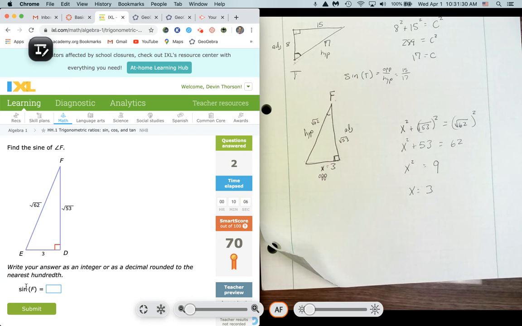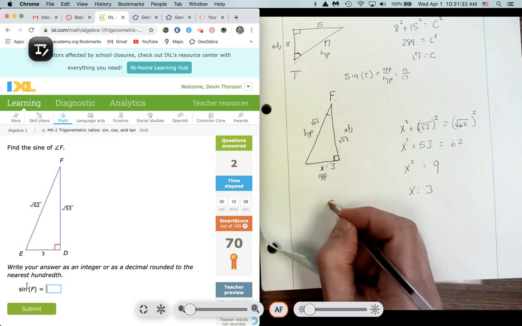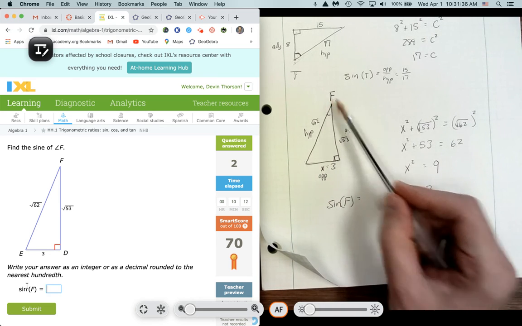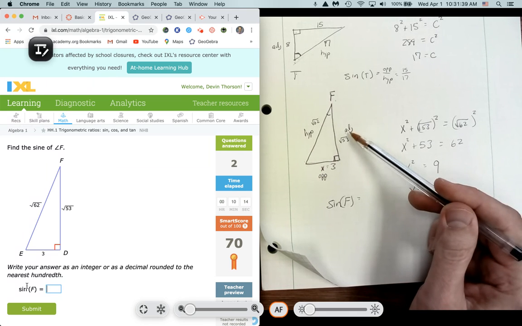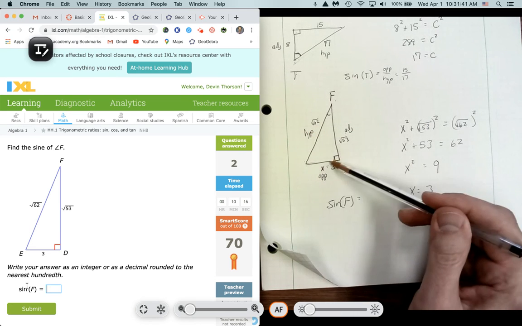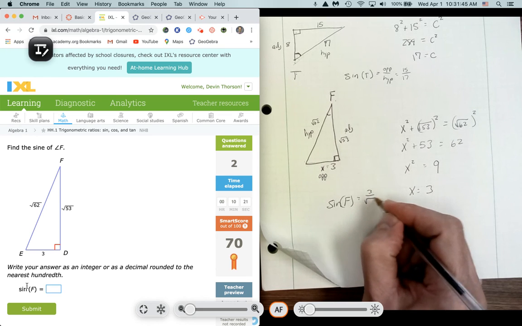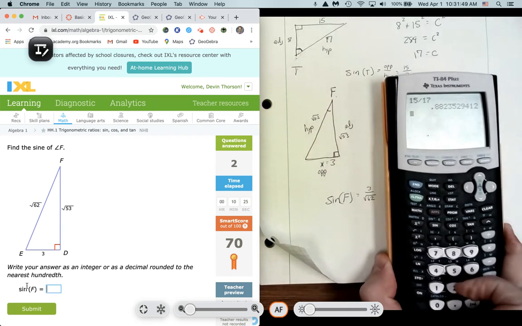Now I'm going to come down here and find the sine. The sine of F is equal to, sine is opposite over hypotenuse, not adjacent, opposite over hypotenuse. So it's going to be 3 over the square root of 62. Now again, this is why I like these, they make it easy.